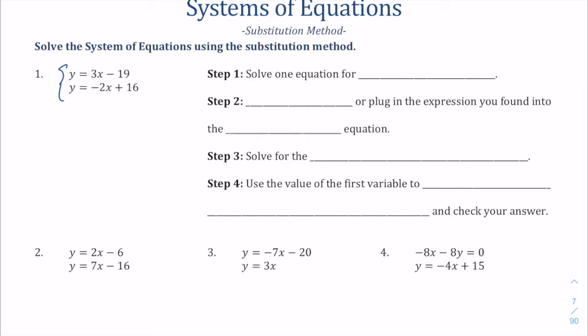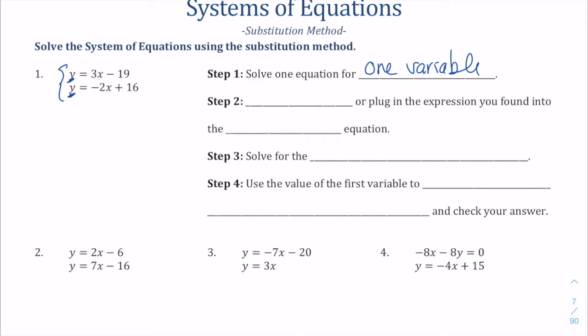The substitution method, unlike the graphing method, we're not going to actually see on a coordinate plane where the two lines intersect. We're going to do this completely by algebra. So the first step is to solve one equation for one variable. Now, if we look at the examples over here, that's done for us already. And what do we mean by that? We mean that in this case, y has been isolated in both equations. So we're already ahead of the game. We have step one done. We have a variable isolated.